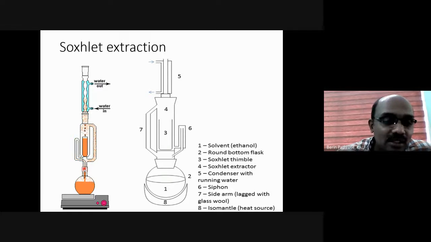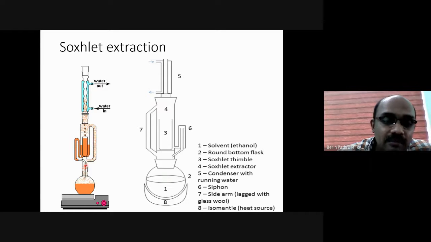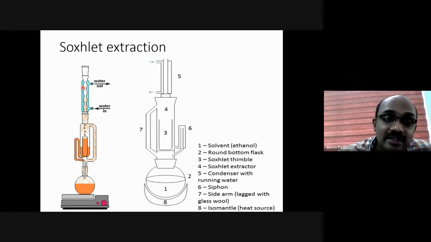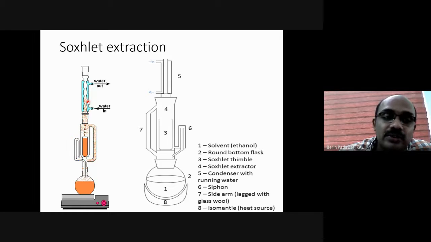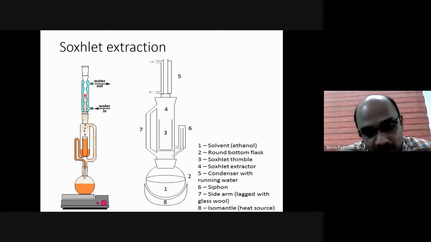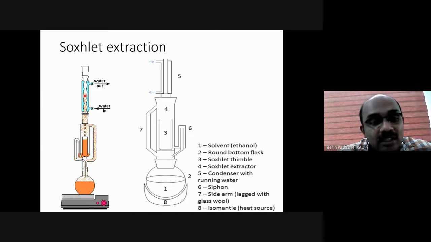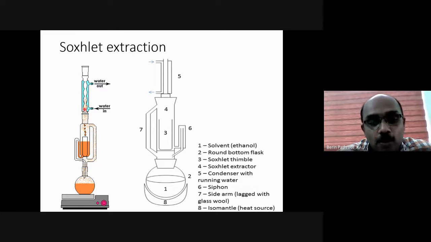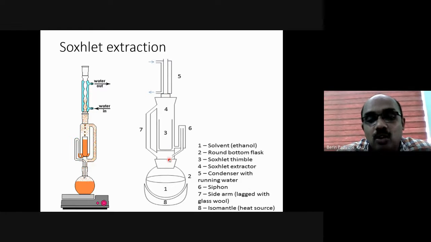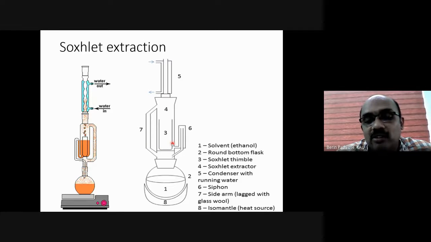Here you can see it clearly. See, the solvent is evaporating, and through here the vapors of the solvent reach the condenser, and inside the condenser, because of the water flowing through the condenser, the vapor gets converted into liquid, it flows, it drops back into this Soxhlet. So slowly, drop by drop, solvent starts filling in this Soxhlet apparatus.